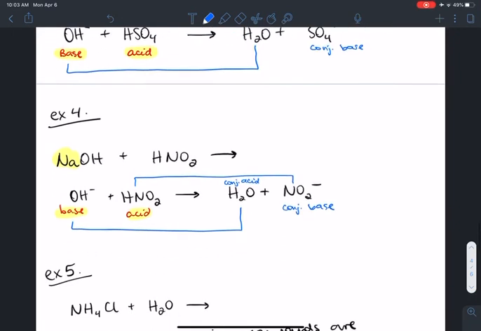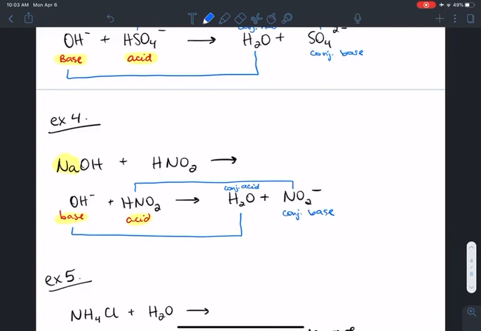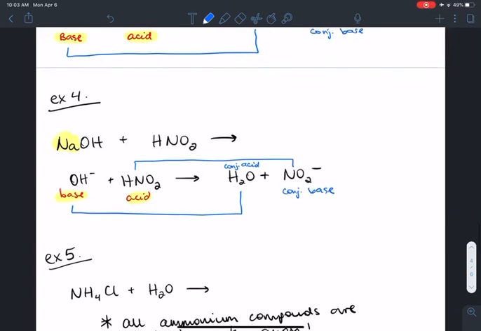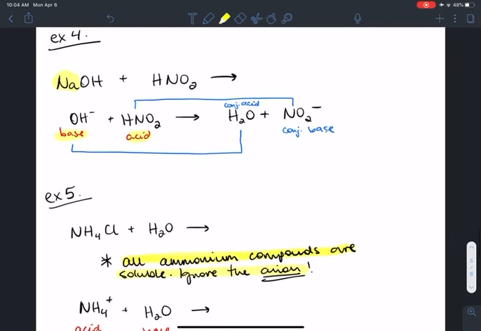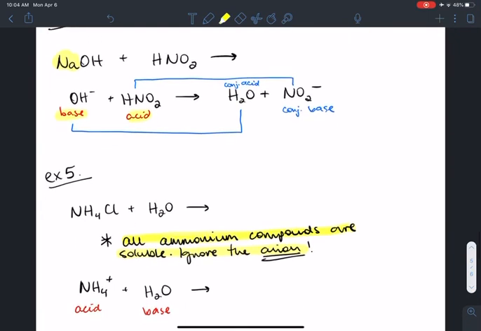Another example, here we have ammonium chloride plus water. And you're like, ooh, that ammonium chloride looks pretty weird, right? However, thinking back to our solubility rules, we know that all ammonium compounds are soluble. Ignore whatever the anion is. In this case, the anion is chloride. So we're going to rewrite this as ammonium cation plus water gives us what? And so I've told you here that the ammonium's the acid and the water is the base.